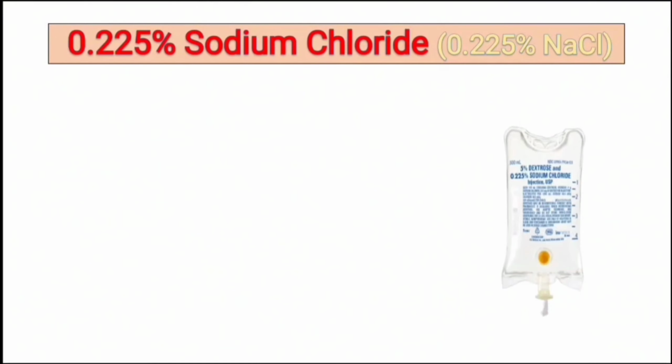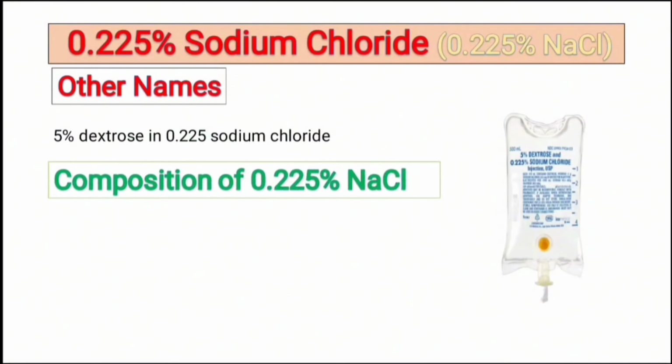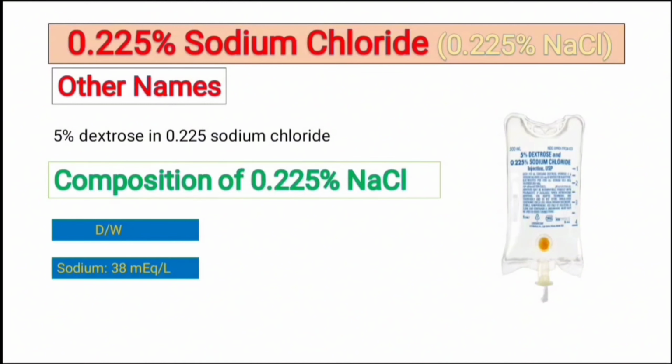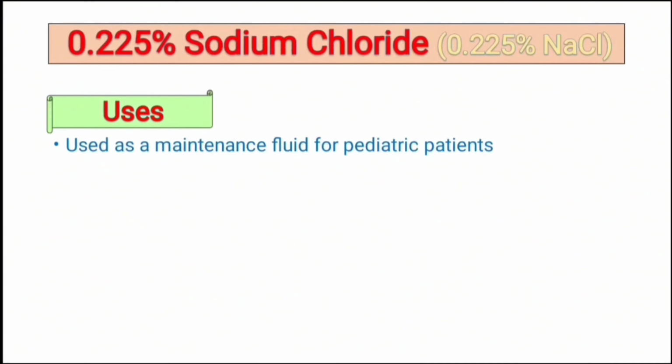0.225% sodium chloride. Other names: 5% dextrose in 0.225 sodium chloride. Composition of 0.225% normal saline: dextrose water, sodium 38 mEq per liter, chloride 38 mEq per liter and glucose 50 gram per liter. Uses: used as a maintenance fluid for pediatric patients, used together with dextrose.